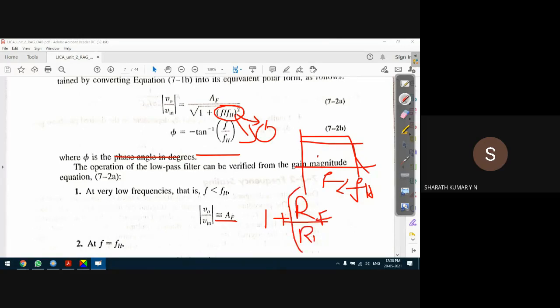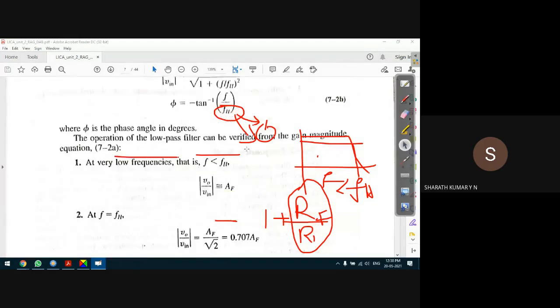So accordingly, we can select Rf and R1 so that the output voltage is an amplified version of the input voltage. So the gain factor we can decide here. That's not a problem.